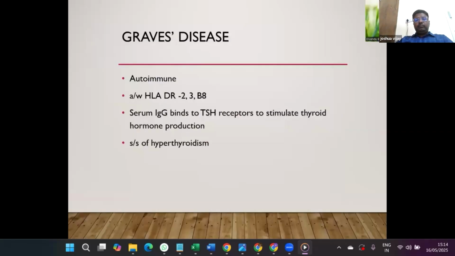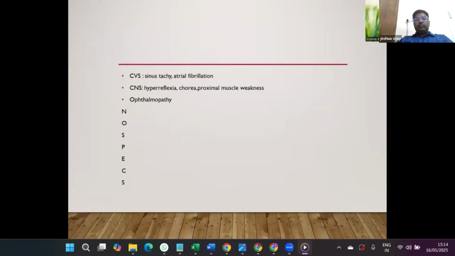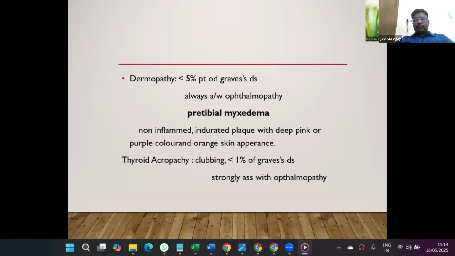It is an autoimmune disease associated with HLA-DR2, 3, and B8. Serum IgG binds to the TSH receptor to stimulate thyroid hormone production and symptoms of hyperthyroidism. Symptoms will be almost the same, except that they are mostly associated with ophthalmopathy, and the features as we know, the mnemonic NO SPECS. There is involvement of the lids, involvement of the periorbital muscles, and at last optic atrophy can be there, and the person may be blind.